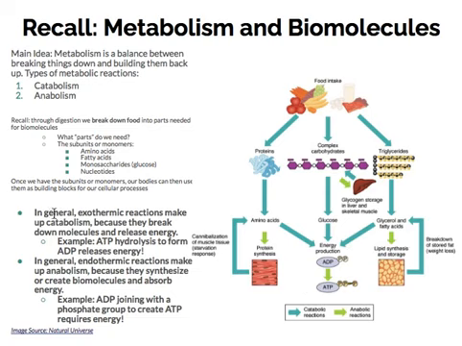So in general, again, not 100% of the time, exothermic reactions make up catabolism because they break down molecules that release energy. One example of that is ATP hydrolysis to form ADP, and that process released a lot of energy. In general, endothermic reactions make up anabolism because they synthesize or create biomolecules and absorb energy. So that example is ADP joining with a phosphate group to create ATP. You had to add an input of energy to join that group back together.